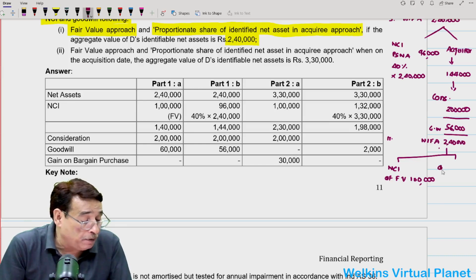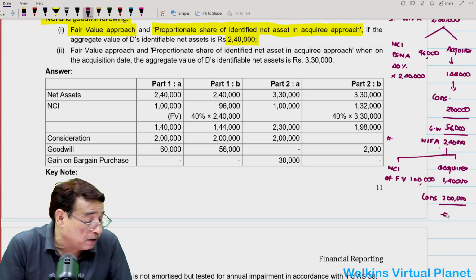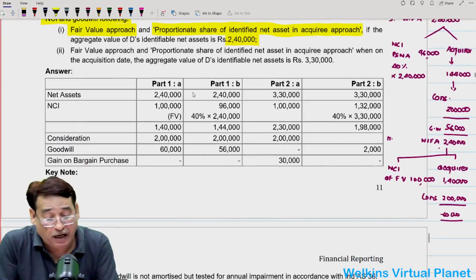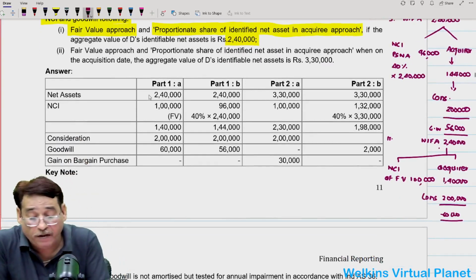So that means in this case, the acquirer's share of net assets will be equal to how much? That will be equal to 1,40,000. And all you have to do now is compare it with the consideration, which is 2 lakh. So in this case, what you get is 60,000 as goodwill. This question I have solved here in part 1A and part 1B. You can look over here.